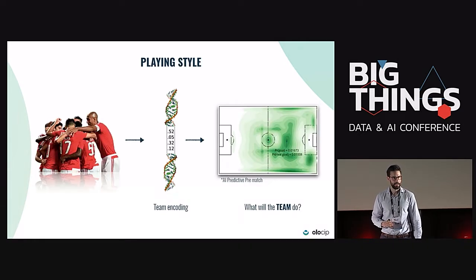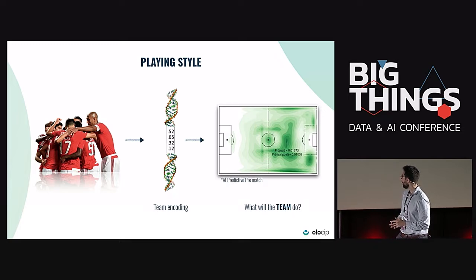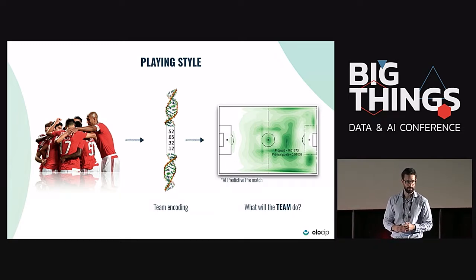So the idea for the teams is similar. We compress all of their information also into a numerical vector, which represents their playing style. And after that, we can answer questions about what this team is going to do in the future. But also, we can get an idea of what the models actually think of the teams.